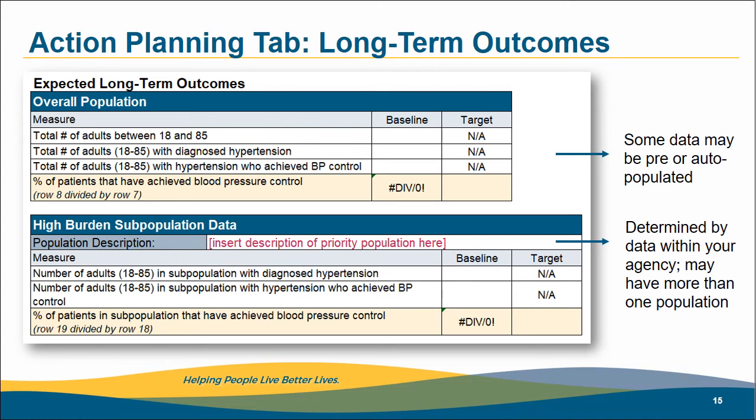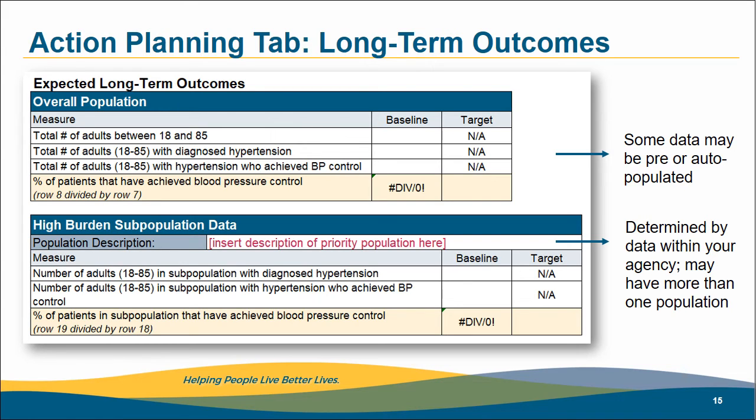The language that's included within your tool may depend on the funding source from CDC, as it varies by our funding opportunity. Regardless, your high burden subpopulation will be a subset of your overall population that is probably more high burden when it comes to your health condition. So in this case, we're looking for those individuals or patients who are more at risk of having hypertension or uncontrolled hypertension. All of that information will be based on a specific subset of your overall population.